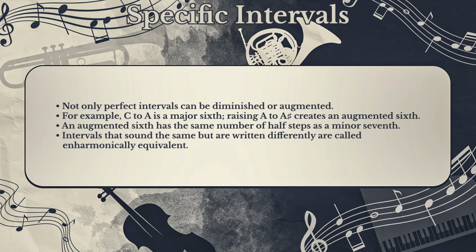Now some important things to clarify. Not only do perfect intervals have diminished and augmented forms. For example, the interval from C to A is a major sixth. If you raise A to A sharp, you get an augmented sixth. This augmented sixth has the same number of half steps as a minor seventh, so they sound the same, but they are written and named differently. This is called being enharmonically equivalent.